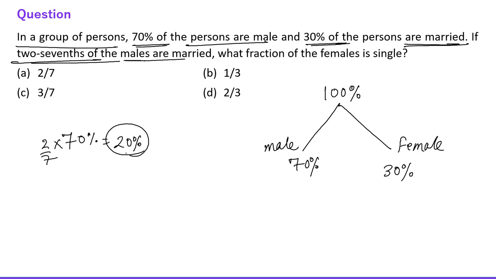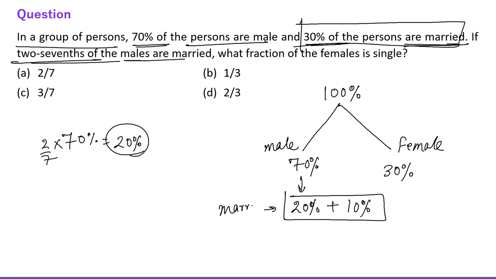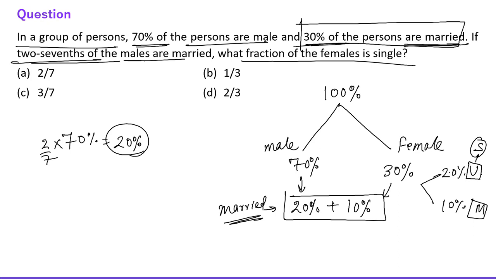Okay. So, 20% of the male are married. Question is saying 30% of the persons are married. So, obviously 10% females are married. Right. So, total 30% are married. Okay. So, 10% females are married. It means 10% females are married. And 20% females are unmarried, right? 20% females are unmarried, 10% females are married. Okay. What fraction of the females are single? This unmarried is single also, right? Then obviously this is 20% out of 30% are single. So this is 2/3, right?